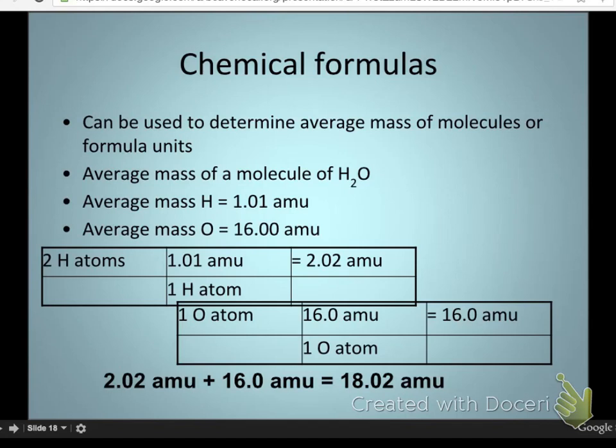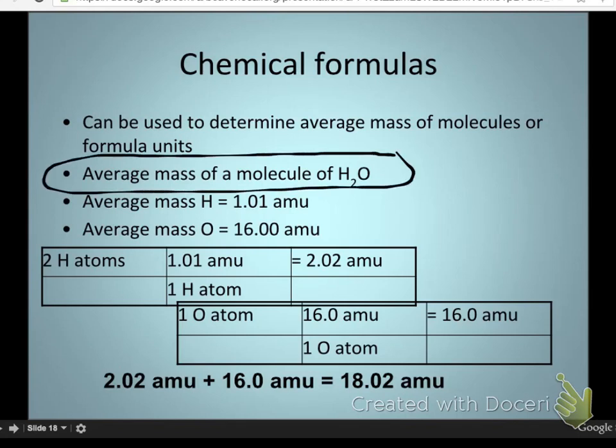So this is how we determine the molar mass or the average molecular mass of a substance. Formula mass, doesn't matter. Of course, if it's a covalently bonded substance, it's molecular mass. If it's ionic, it's formula mass. But you can actually use formula mass more broadly. So, if you have a single molecule of H2O, we can figure out the mass of a single molecule of H2O.